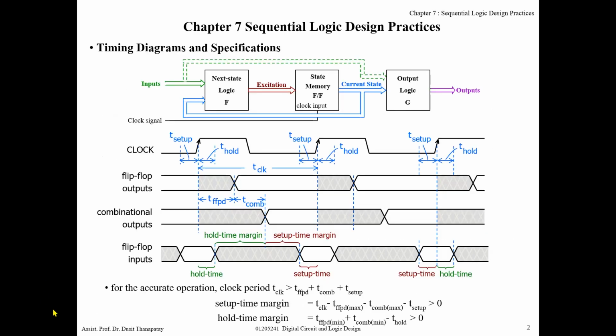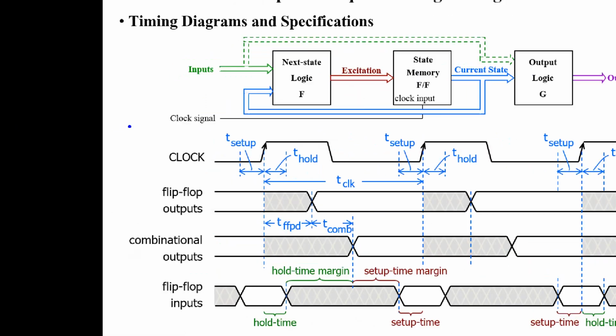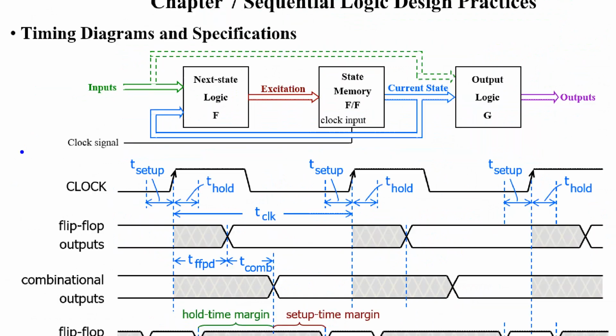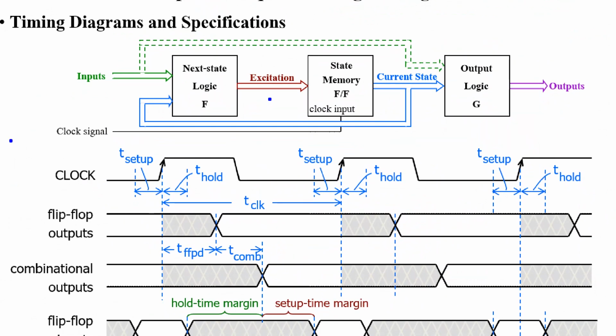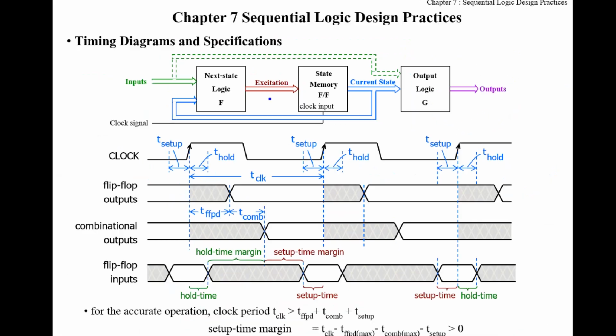For example, this is a timing diagram for the basic structure of a state machine. As you know, the basic structure of a state machine has state memory built from flip-flops, next state logic F and output logic G. For the timing diagram, let's start from the clock.